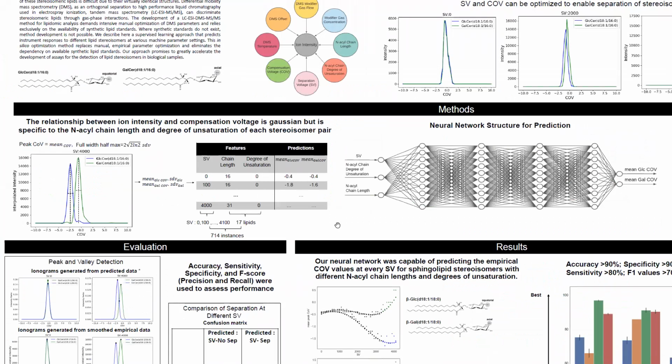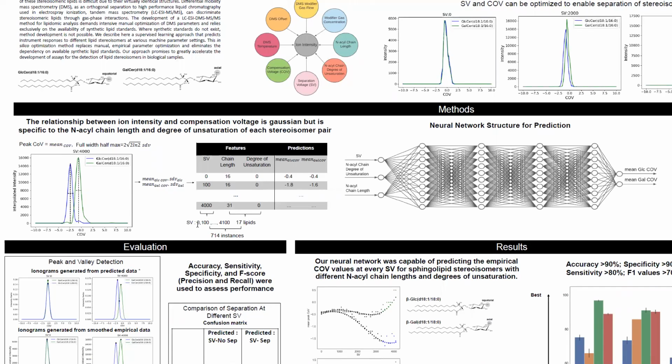In our approach, we formulated the ionograms as Gaussian features. For both GlcCer and GalCer, we took the peak COV value from each ionogram as a mean and estimated the standard deviation value using the full width half-max formula above. We found that the standard deviation value did not vary greatly between lipid species, so we used the average standard deviation value across all lipids at each given SV value.